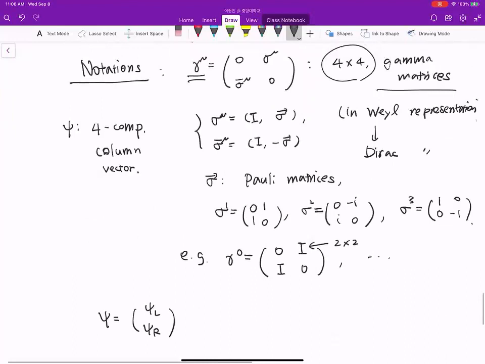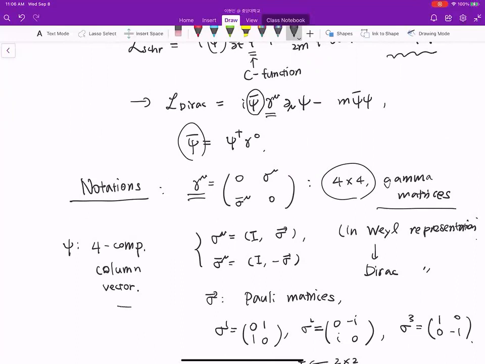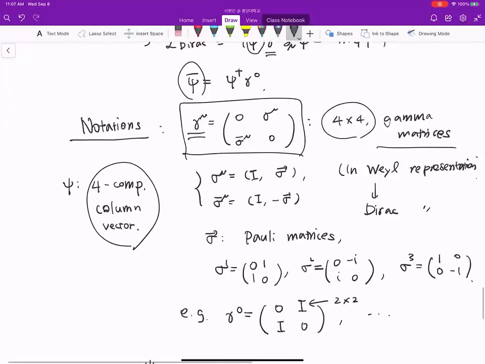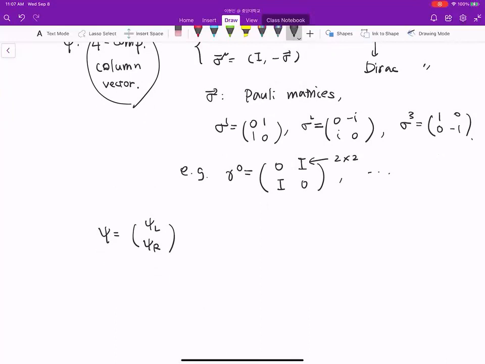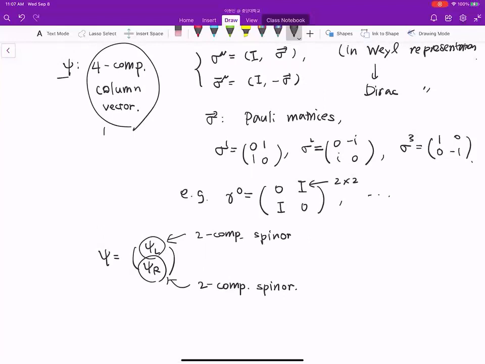Because this gamma matrix is multiplied to the four-component spinor, and this gamma matrix is in 2 by 2 block form, we are decomposing the Dirac spinor into two components. So this is a two-component upper spinor, and the lower another two-component spinor. In comparison, this psi is a four-component spinor, we call it a Dirac spinor.